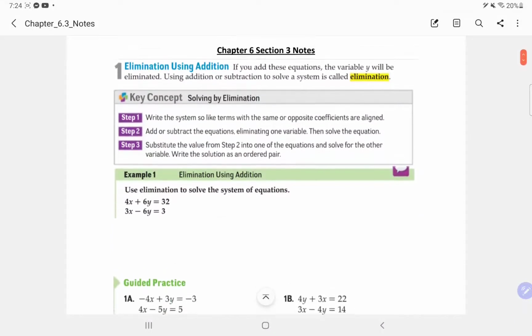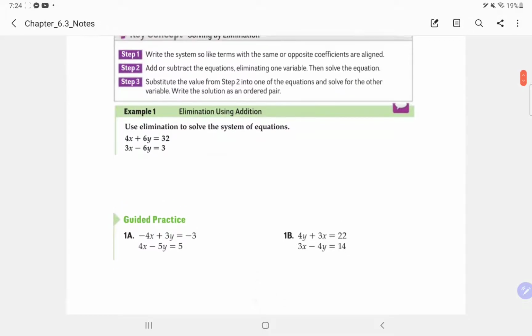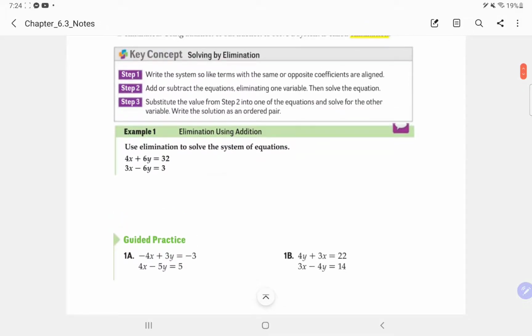So with section 3, we're using elimination. What that means is we're going to make a variable disappear. If you look here at this gray box, we have 3 steps. The first one is to write the like terms, so our common variables, with the same or opposite coefficients aligned, okay? So you want them lined up.